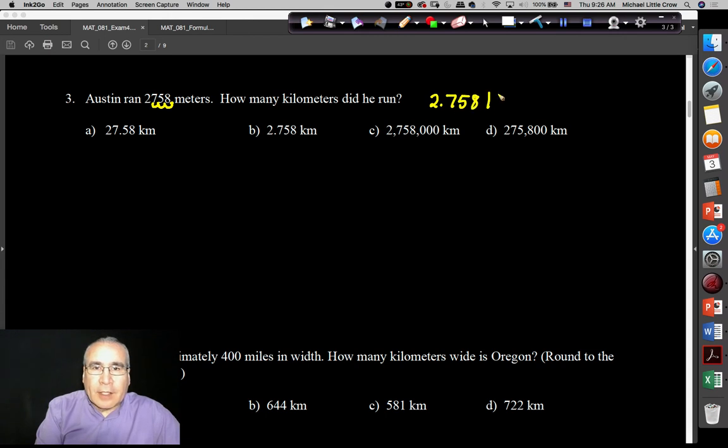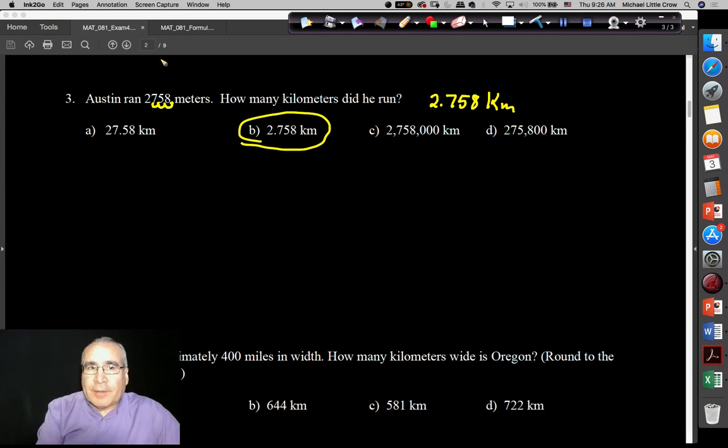2.758 kilometers. Let's see which one that matches. Here we go with B. Just as simple as that. That's what's nice of working within the metric system. To convert from one unit of measure to the other, you really just need to move the decimal.